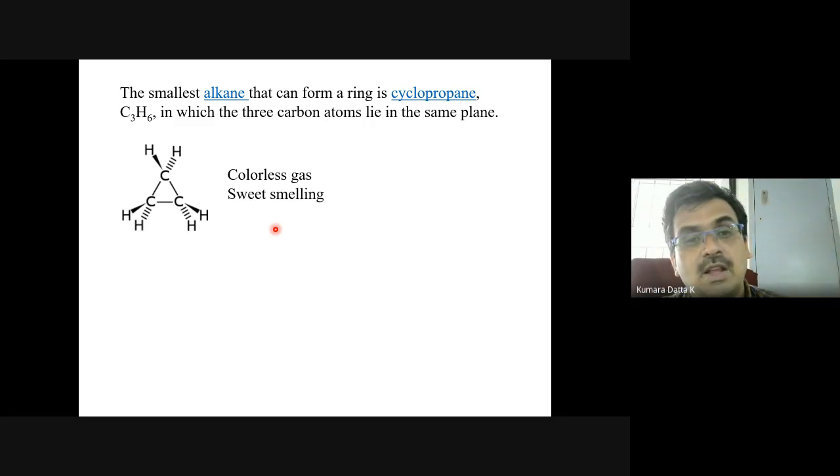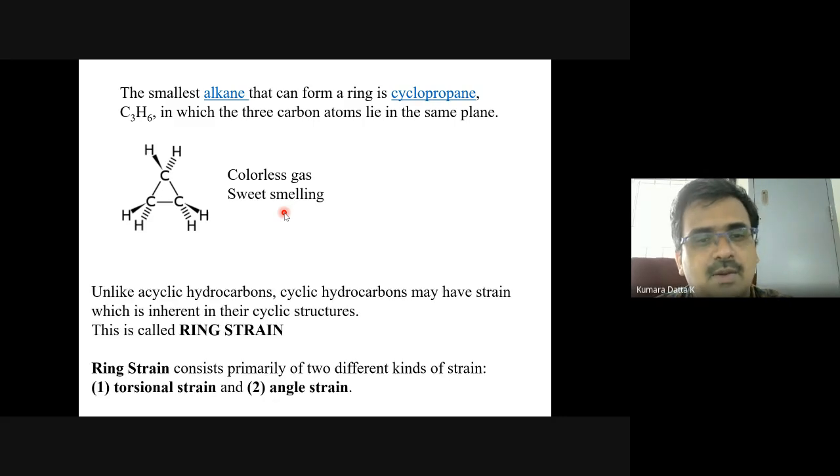And what are its properties? This is about geometry. In the case of cyclopropane, it's a colorless, sweet smelling gas. Now, if at all a few of you might have studied, it is known for its ring strain, as compared to acyclic hydrocarbons.